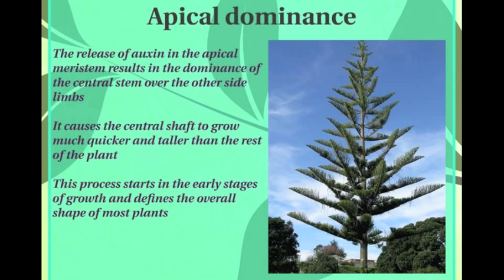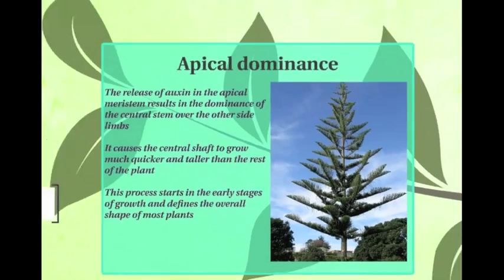Another auxin-induced process that is essential for survival is apical dominance. It refers to the growth dominance of the central stem over the side limbs. Auxins located in the shoot apex inhibit the growth of lateral buds so that the plant may grow vertically. This process starts in the early stages of growth, and it forces the plant to use available energy for growing upwards. And this is very important for maximizing light exposure.